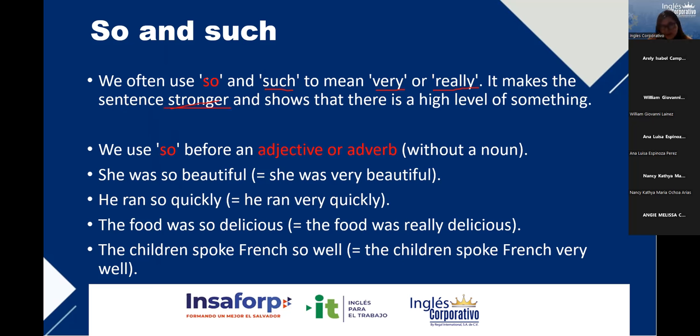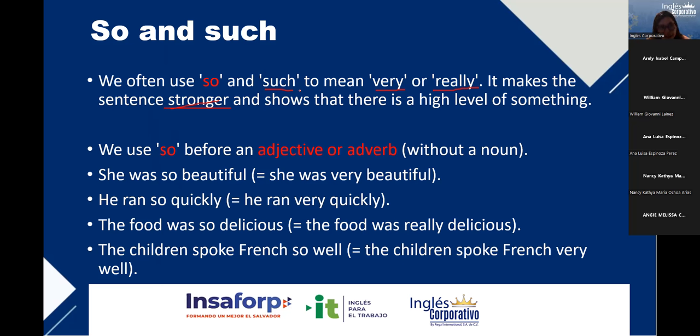Remember yesterday we also said that we use so plus the adjective, and we use such plus a, the adjective and a noun. We're going to see that in a couple of minutes, right? We use so before an adjective or adverb, but no noun. Remember, no noun. She was so beautiful. That means she was very beautiful. He ran so quickly. He ran very quickly. If I'm using very, I'm exaggerating a little bit, but my sentence becomes stronger if I use so. Even the pronunciation, as you notice, adds more emphasis to the sentence, right?